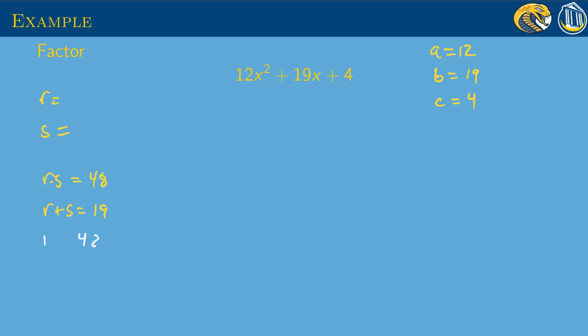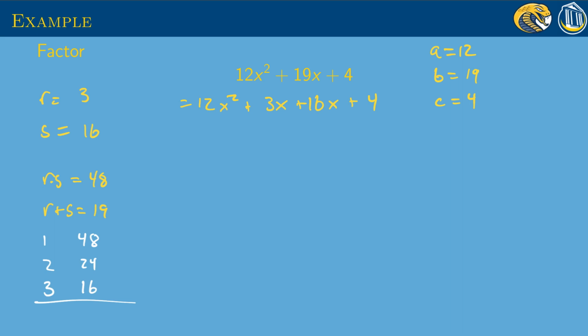1 times 48, that adds up to 49. 2 times 24, that adds up to 26. 3 times 16, hey, that adds up to 19. And so we can set one of these equal to 3 and one of these equal to 16. Let's go ahead and rewrite our original expression. We'll write it as 12x squared, and then remember, instead of 19x, we'll split it up into 3x plus 16x, so that we haven't actually changed the expression.